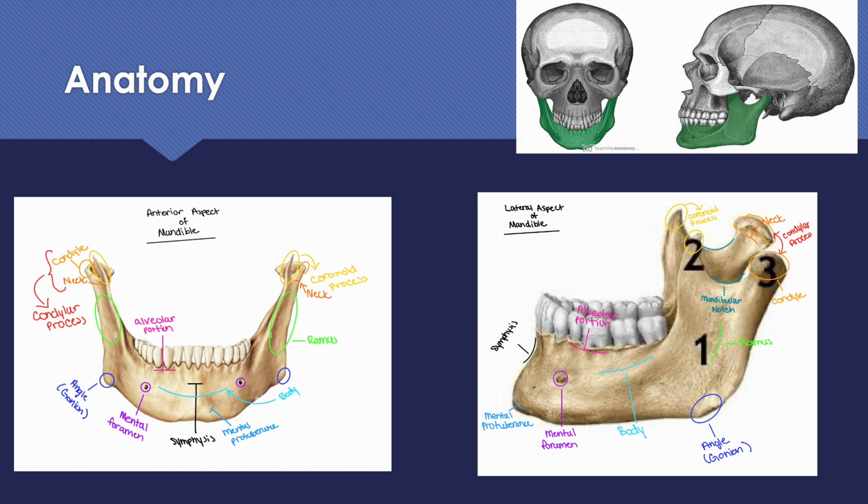As well, the same anatomy will be labeled for the lateral aspect. We have the symphysis, mental prominence. We have the mental foramina, the body, alveolar portion, the angle, which is the gonion. We have the ramus, the mandibular notch, the condyle, and the neck, which make up the condylar process. And we also have shown the coronoid process.